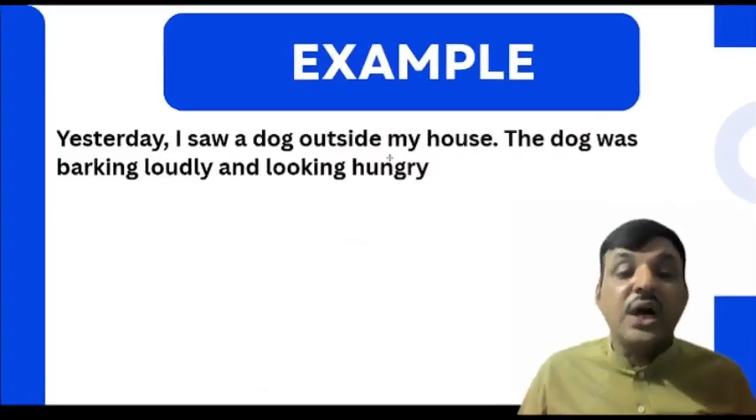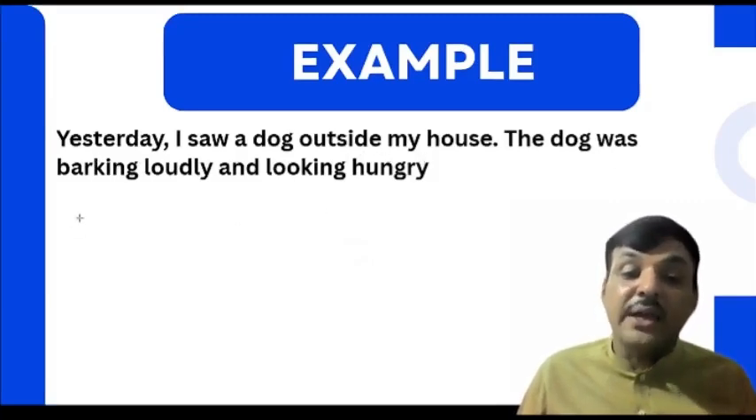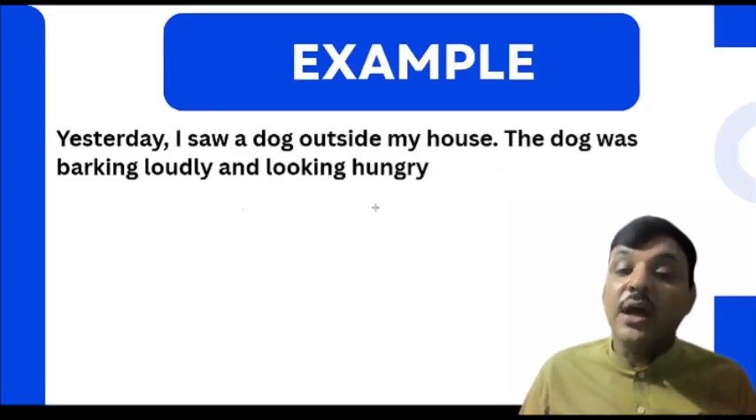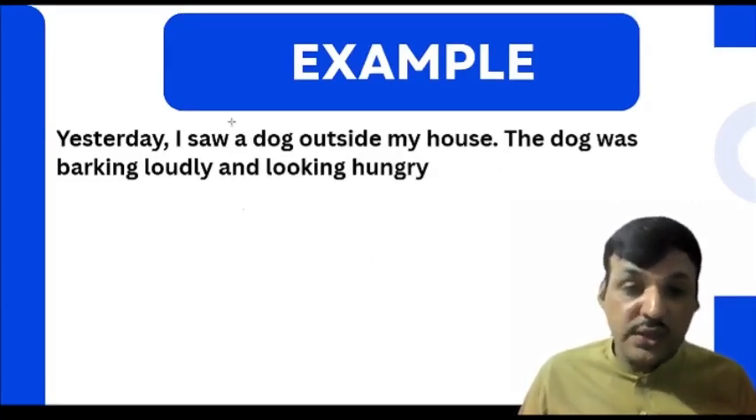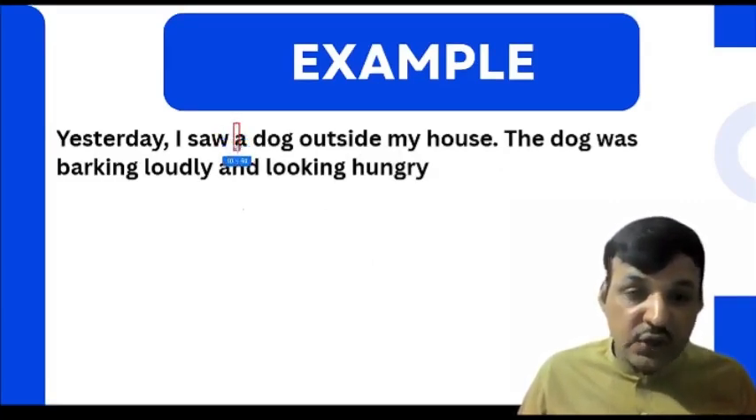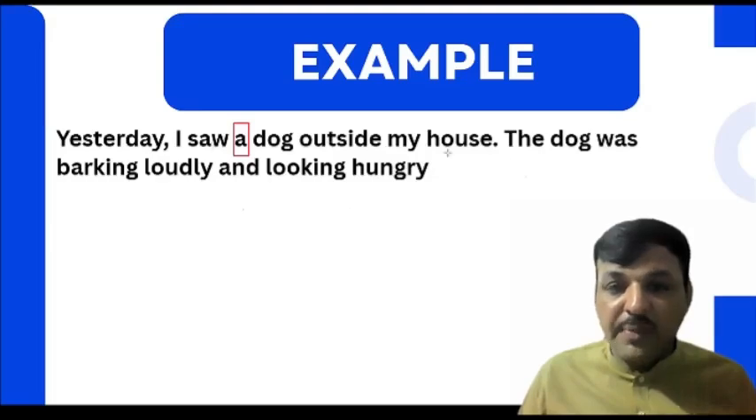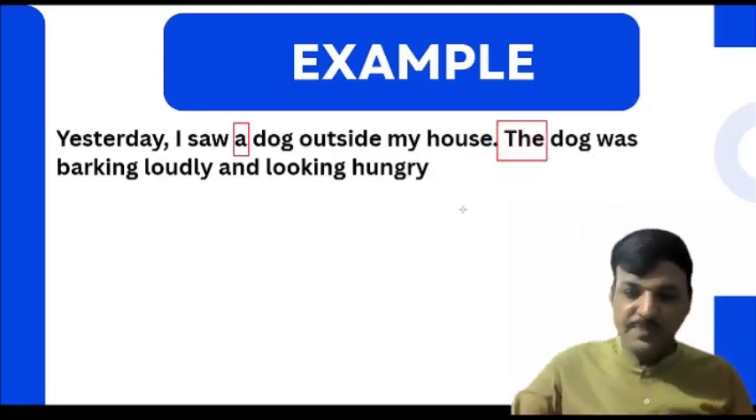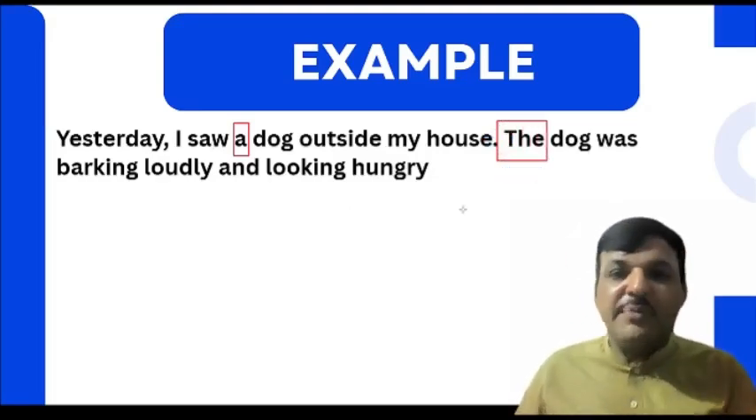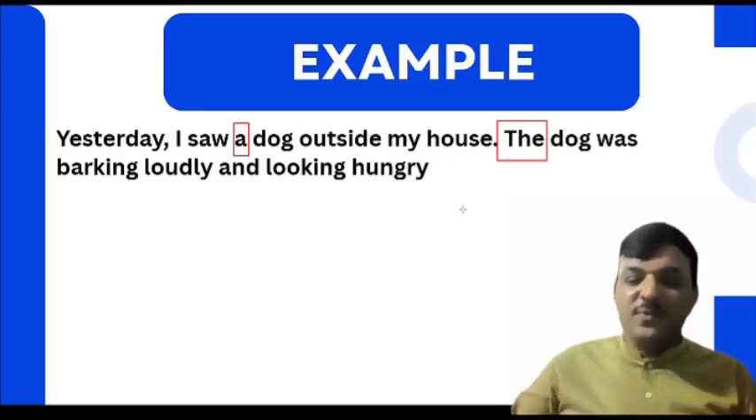Yesterday, I saw a dog outside my house. The dog was barking loudly and looking hungry. Here you can notice, as I mentioned the dog the first time, I used the article "a". And when I mentioned the same dog for the second time, I used the article "the". To understand better, go to the task now.